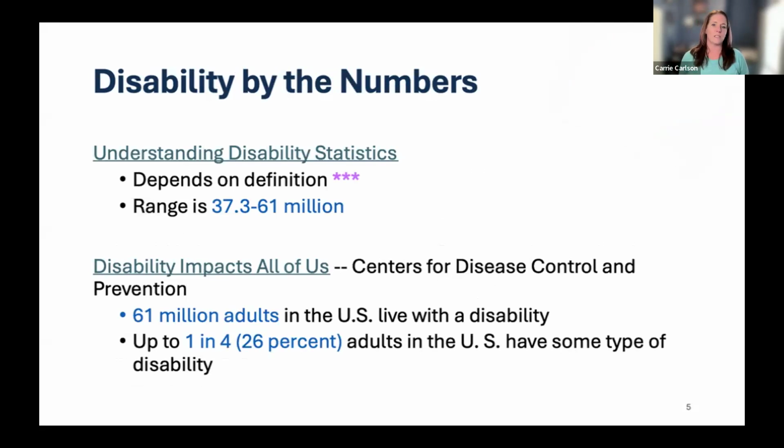And disability impacts all of us. And this is from the Centers for Disease Control and Prevention, or CDC. I kept wanting to say the acronym there. But 61 million adults in the US live with a disability, and up to 1 in 4, or 26% of adults in the US have some type of disability. And like it says, disability impacts all of us, right? So maybe you're not a person with a disability, but you probably know somebody, maybe it's a family member, maybe you're a caregiver, but disability does impact all of us, either now or sometime in life.